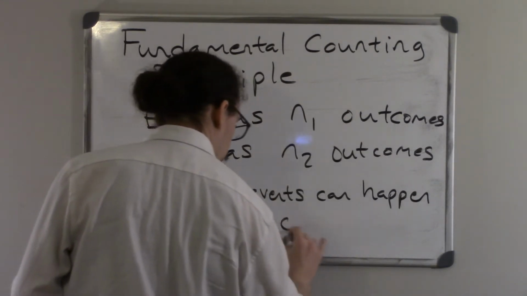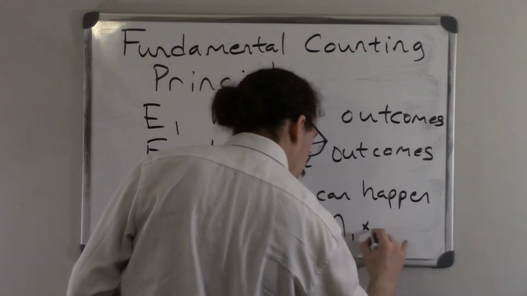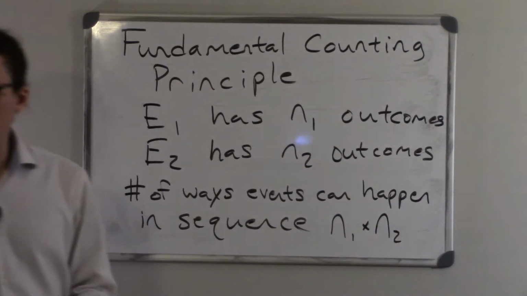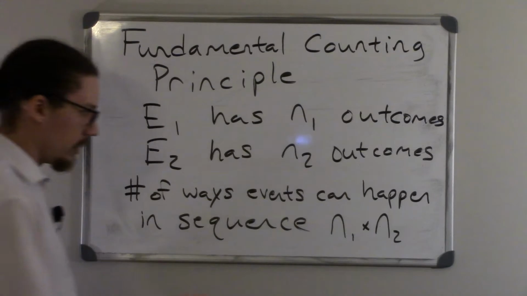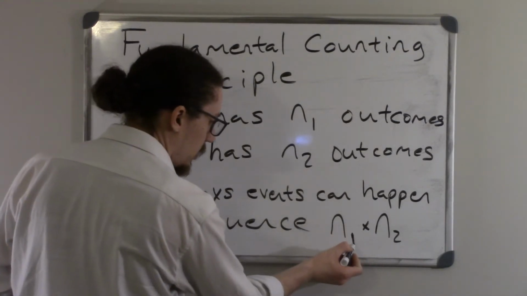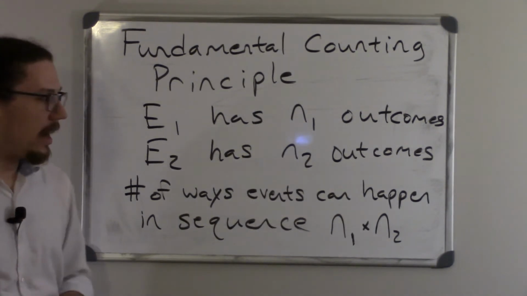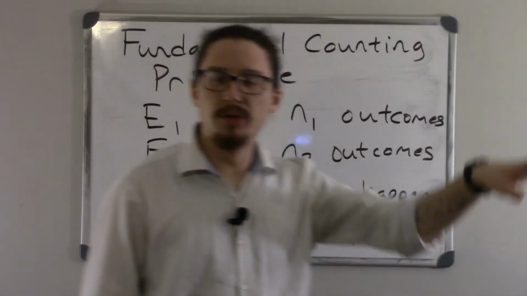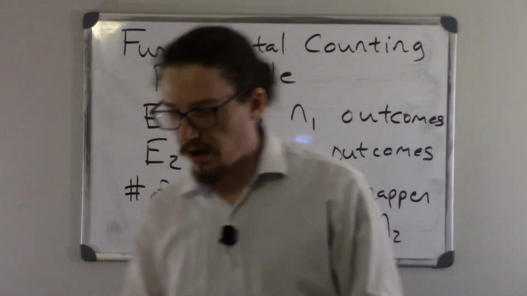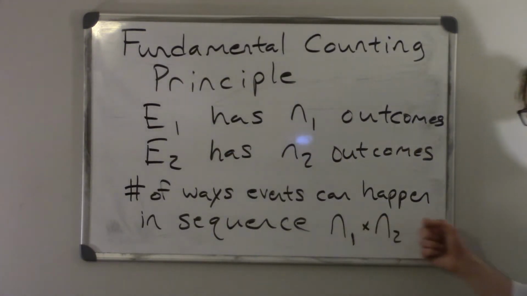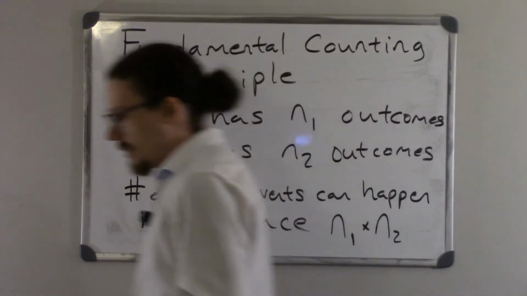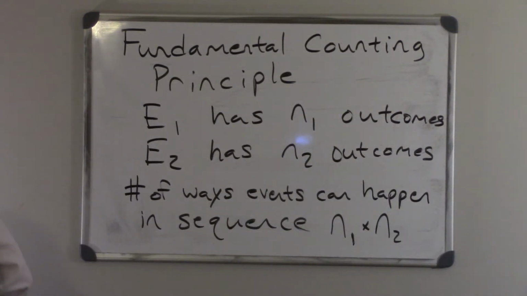Well, that's not really how I wanted to write it, but that's okay. To find out the number of ways that these events can happen in sequence, we can just do N1 times N2. This is expandable, so if we want to add more events, we can do that as well. We would just continue to multiply the number of outcomes for those events by each other. Some really quick, simple examples of this.